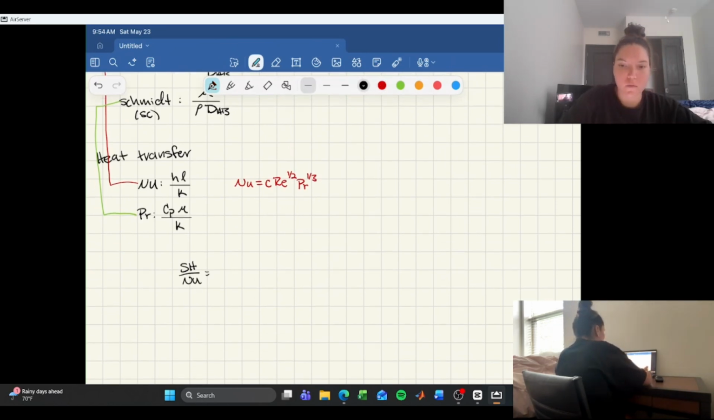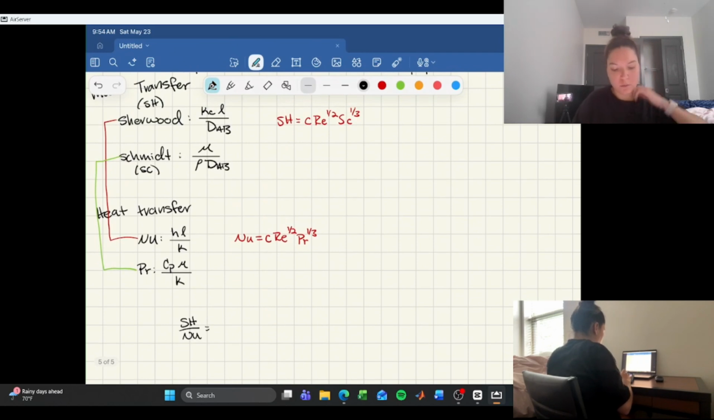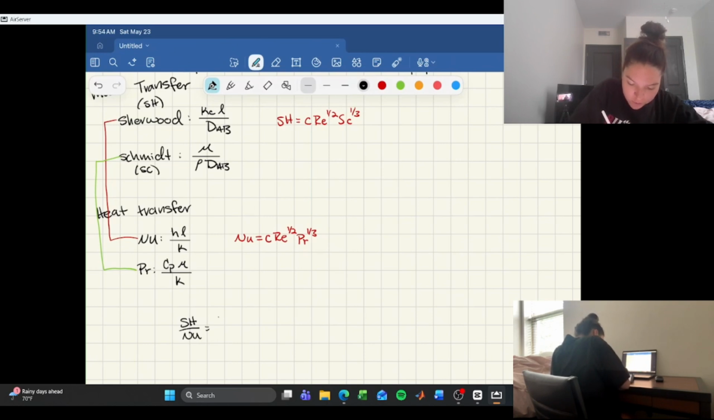Okay. So now if we're doing the Sherwood number divided by the Nusselt number, we have the mass transfer coefficient times the length over the diffusion coefficient. And then for the Nusselt number, it's the thermal conductivity divided by the heat transfer coefficient over the length. The length cancels, giving the mass transfer coefficient times thermal conductivity over the diffusion coefficient times the heat transfer coefficient.